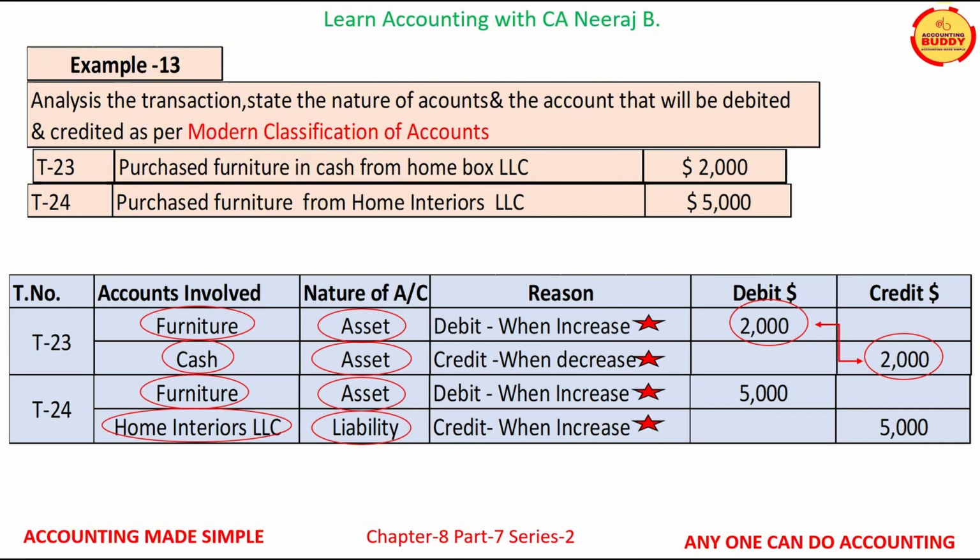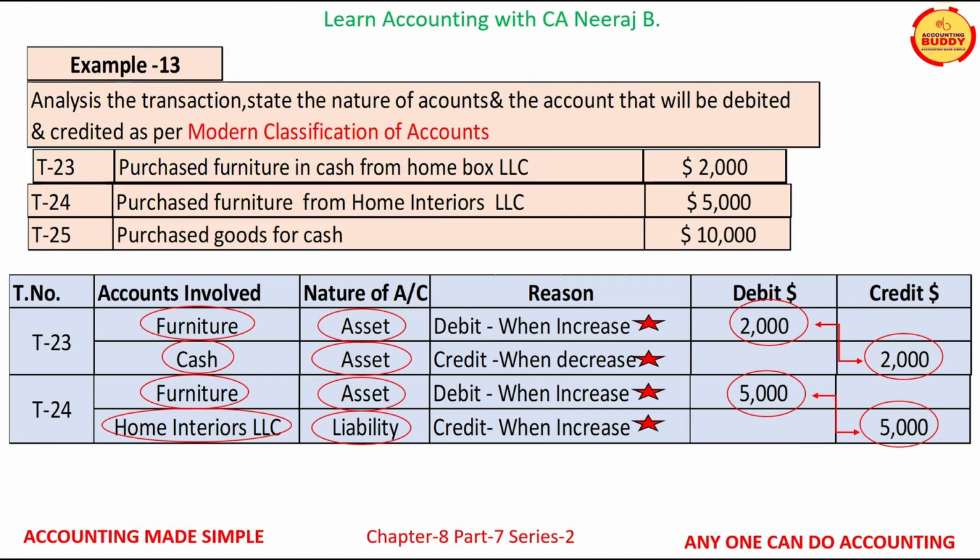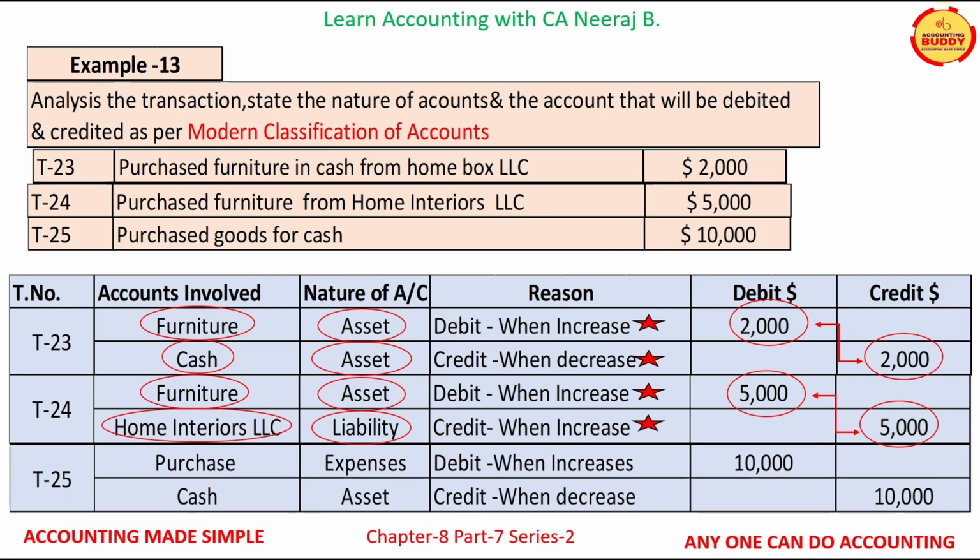Therefore, this transaction is recorded for $5,000 by debiting asset account and crediting Home Interior LLC creditor account. Transaction T25 is business purchased goods worth $10,000 in cash. The two accounts which are affected are purchase account and cash account.